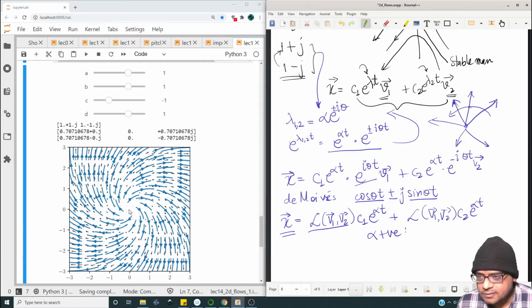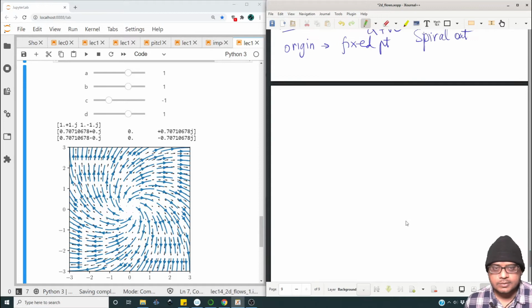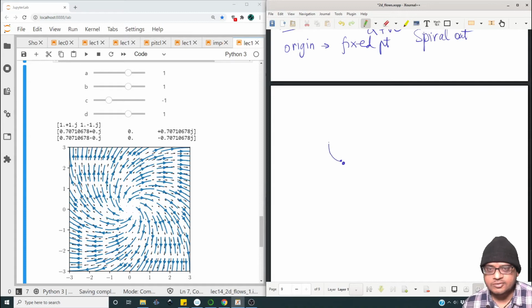So look at this origin. The origin is always a fixed point for a linear system, and because the eigenvalue alpha over here is positive, the magnitude of this grows and the thing begins to rotate. So if we look at a trajectory, it's spiraling out. All the trajectories seem to be spiraling out. So it starts near the origin, and it will start rotating and its magnitude will grow. It's something like this.